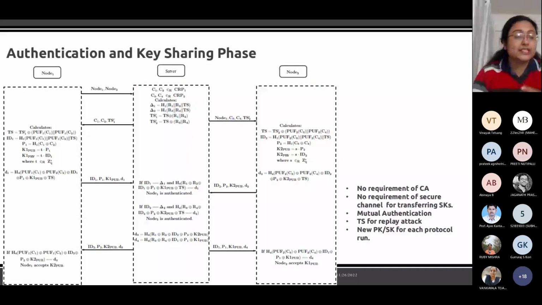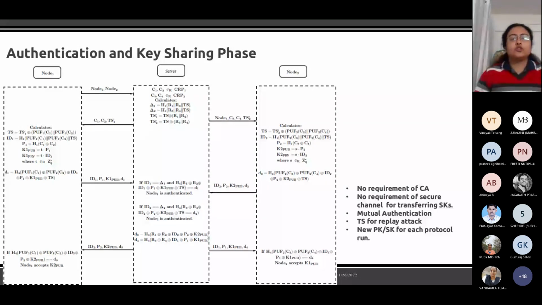Now we will change the authentication part. The enrollment part is the same as PUF1, but in the authentication we will do something different. Just don't get scared by seeing it. We will discuss it slowly.